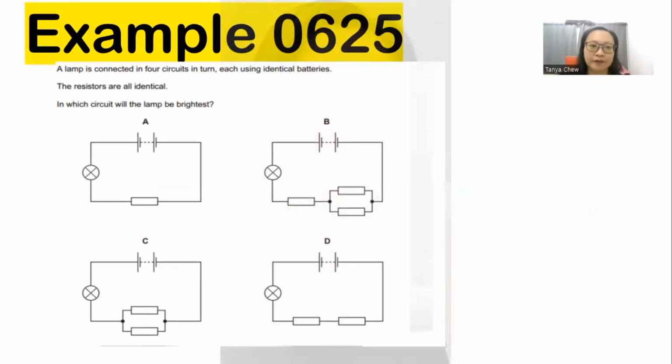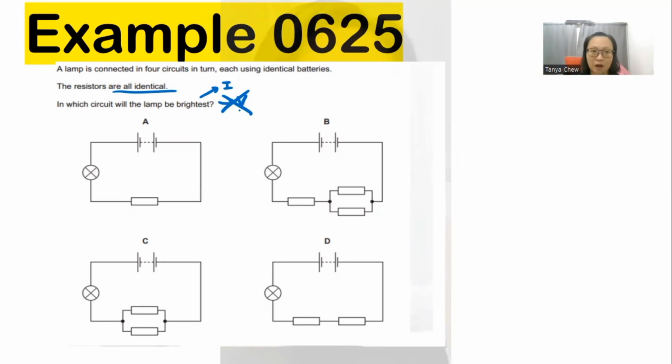And what about the IGCSE question? A lamp is connected in 4 circuits in turn, each using identical batteries. The resistors are all identical. Wow, this is a clue here. In which circuit will the lamp be the brightest? Now, the brightness of the lamp actually depends on the current that flows. More current, brighter the lamp. Or the potential difference across the lamp. So this is not related to potential difference, so I rule this out.